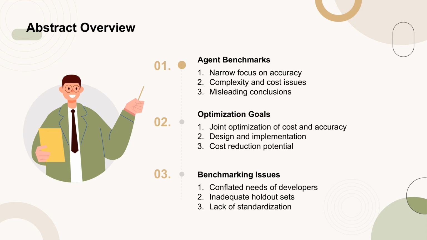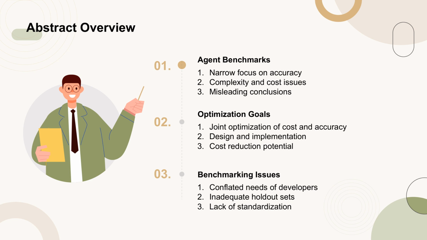Firstly, there is a narrow focus on accuracy, which leads to unnecessarily complex and costly agents. This has resulted in mistaken conclusions about the sources of accuracy gains. To address this, the authors propose a new goal of jointly optimizing both cost and accuracy, and demonstrate a method to achieve this.